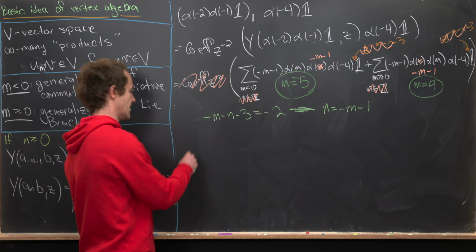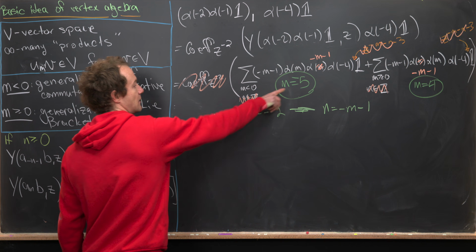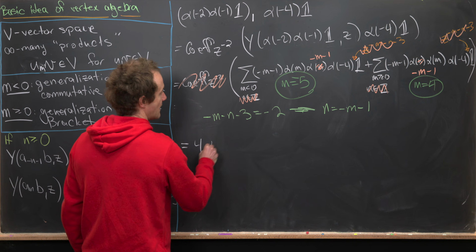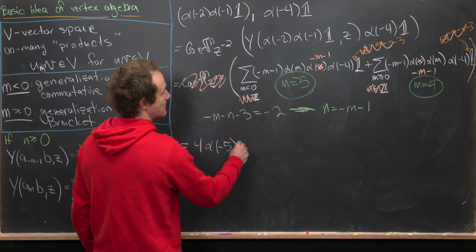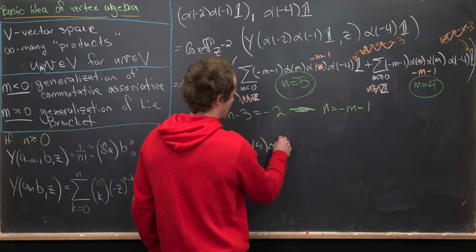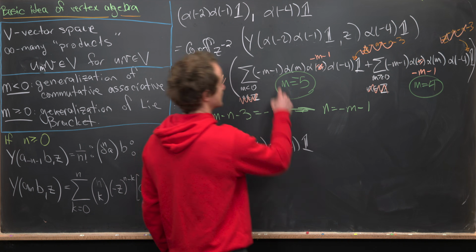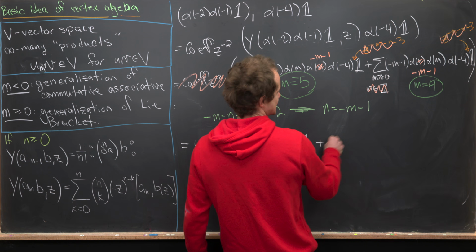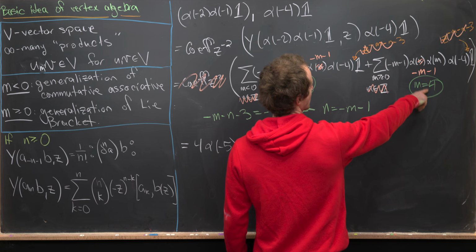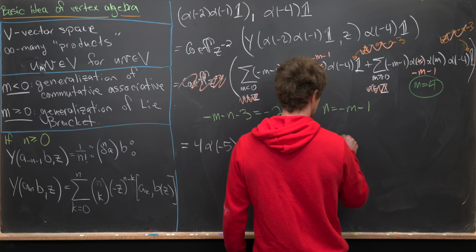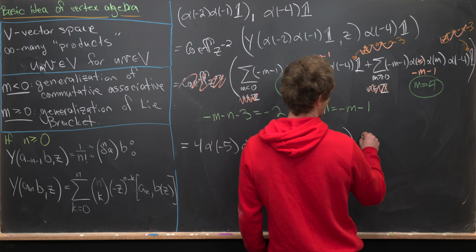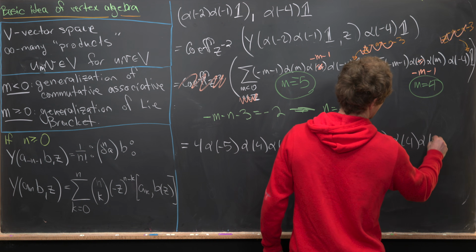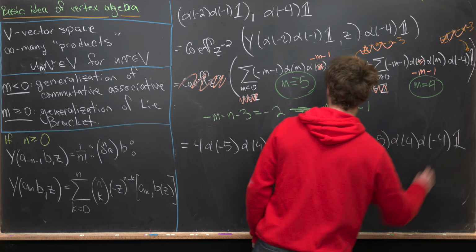So now let's see what we get. That means this is going to be equal to, well, plugging minus 5 into there, we get 4, and then alpha minus 5, and then alpha 4, alpha minus 4 on the vacuum. So that's what we get from this first portion. And then from the second portion, let's see what we get plugging 4 into here. We'll get minus 4 minus 1, so that's minus 5. And then we'll have alpha minus 5, alpha 4, alpha minus 4 on the vacuum.